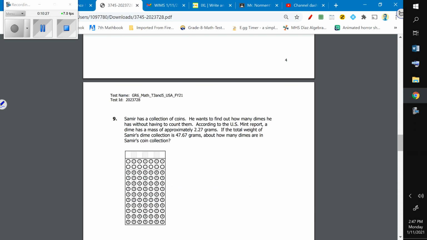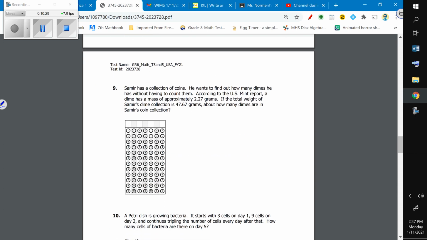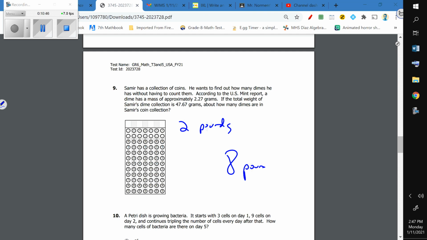Number 9. So they give you the two masses, okay? One dime. So think of it this way: if a dime weighs, let's say it's just crazy talk, if a dime weighs 2 pounds and you have 8 pounds altogether, how many dimes do you have? What do you do with these numbers? Do you multiply to get 16? So you have 16 dimes? No, you divide. 8 divided by 2 is 4.